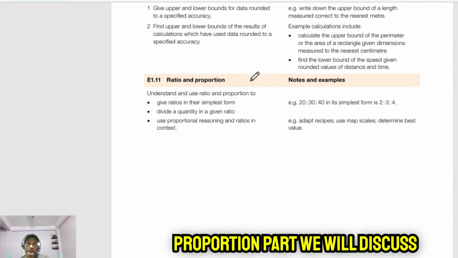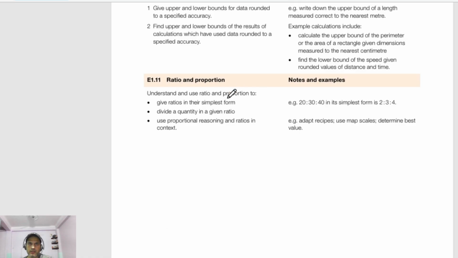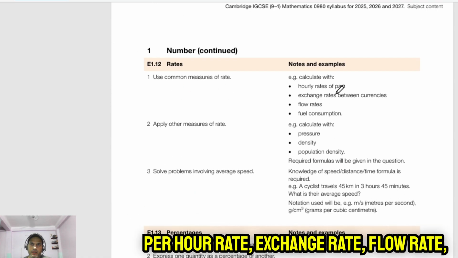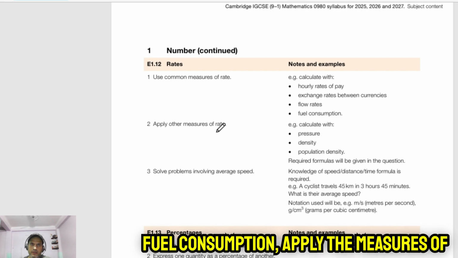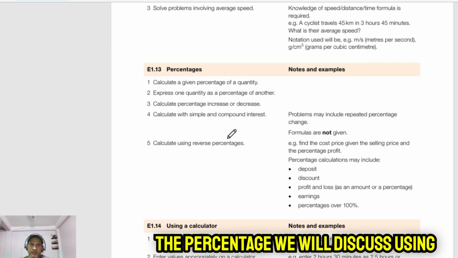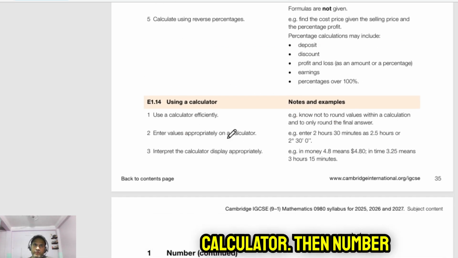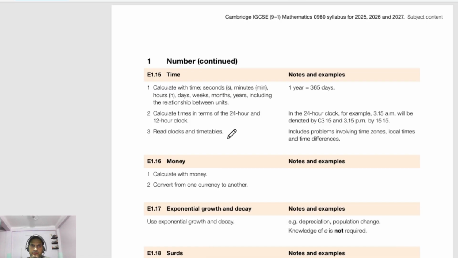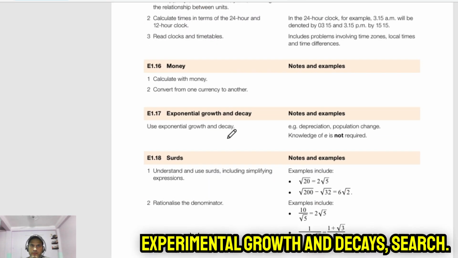And ratio and proportion part we will discuss. Rates, like hourly rate, exchange rate, flow rate, fuel consumption. Apply the measures of percentage, which we will discuss using a calculator. Then number continues: time, money, exponential growth and decay, surds.